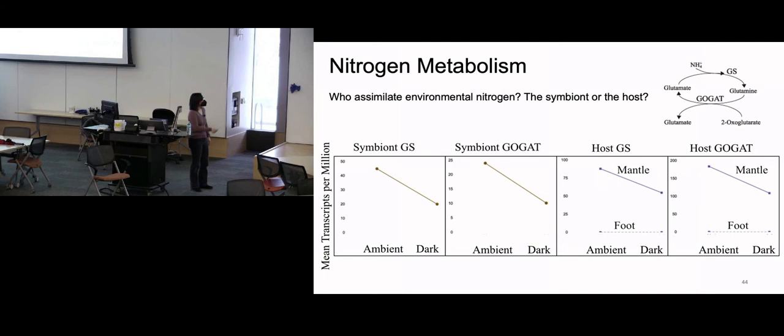But we also see the same thing in the host for both enzymes. In their mantle tissue where the symbionts live, they follow the gradients. In normal light, they're high, and in dark, they are low. And in the foot tissues, we can't detect expression of the genes that code those two enzymes. So again, they fit our prediction that these two genes are involved in photosymbiosis.